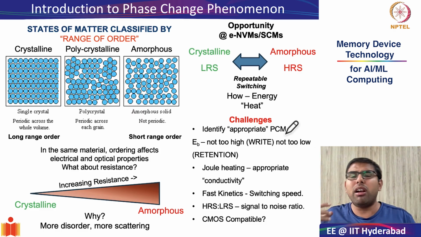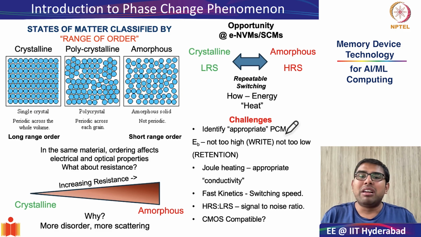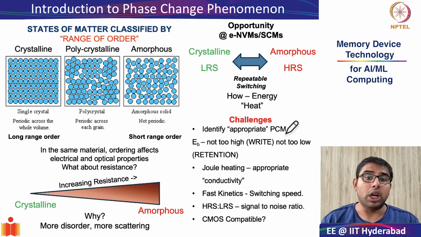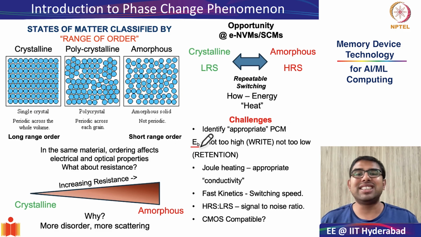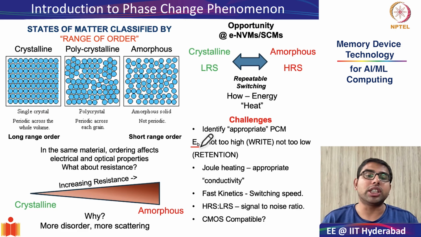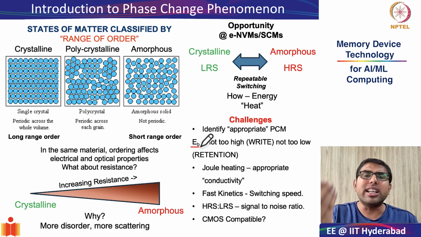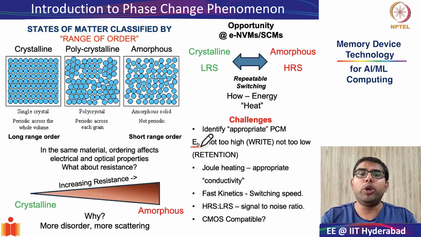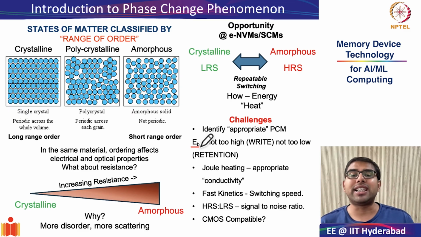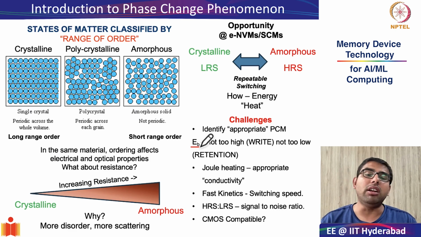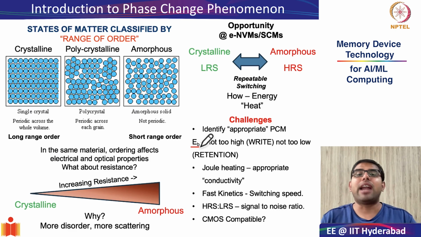So you will have to supply a lot of energy, and that will cause a lot of problems in power consumption. However, if the barrier for transition is too low, you will start having retention issues. Why? Because even thermal lattice vibrations will be sufficient to move the state, at least a few atoms or some volume, from amorphous to crystalline or vice versa. So always, as we had seen, there is a trade-off between write-ability and retention in non-volatile memories.